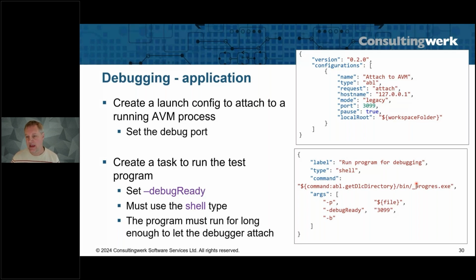Right, so we have the attach, and this is very simple. There's a snippet for that. I'll show you how to set that up. Basically, the important part here is request attach, and the port must be set to a particular value. 3099 is the default. You can set it to whatever you want to.